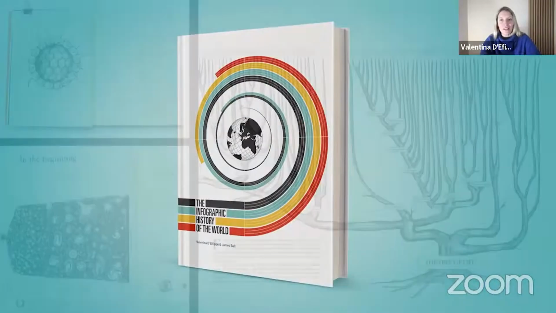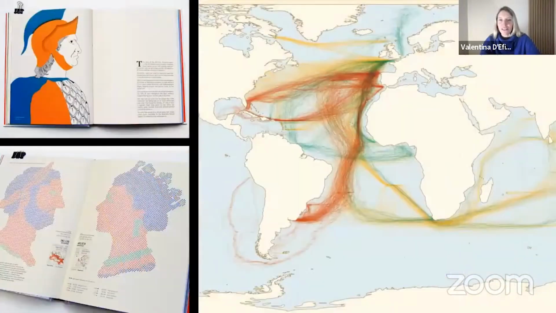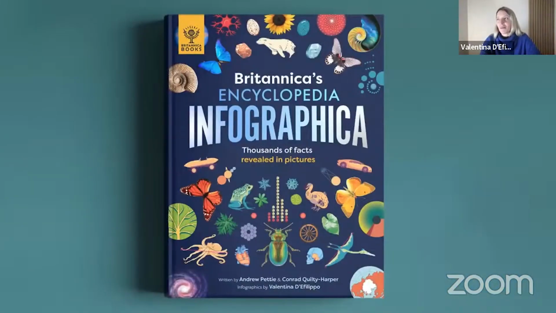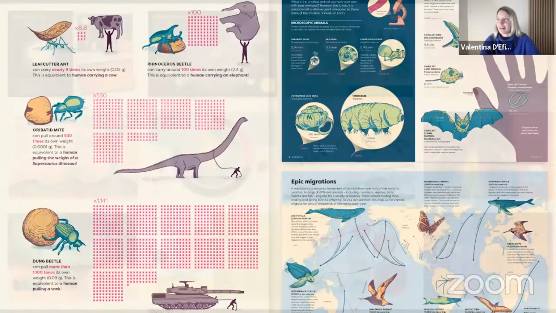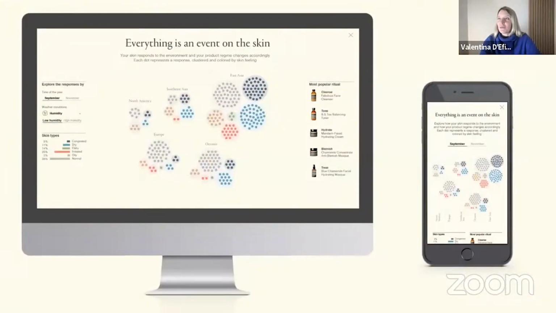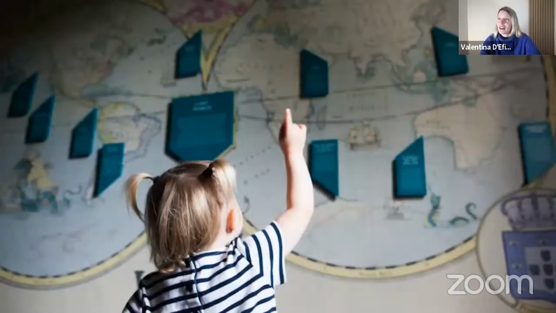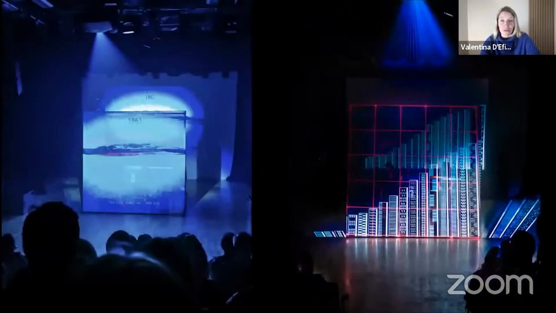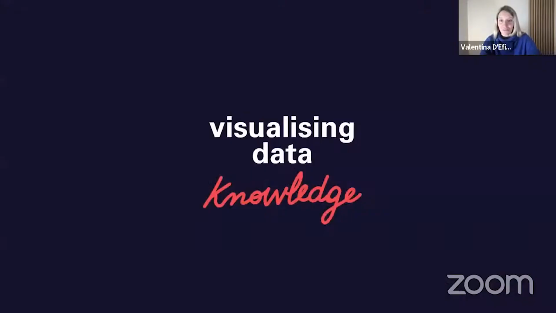From book design, I've illustrated and co-authored this book, The Infographic History of the World. And here you can see a very quick sneak peek of a project that I'm working on right now, an encyclopedia for kids by Britannica, to also interactive tools, applications, physical manifestation of data, as well as experimental work. We brought data visualization inside live theater performances. And even during my TEDx, I had an element of performative data visualization.